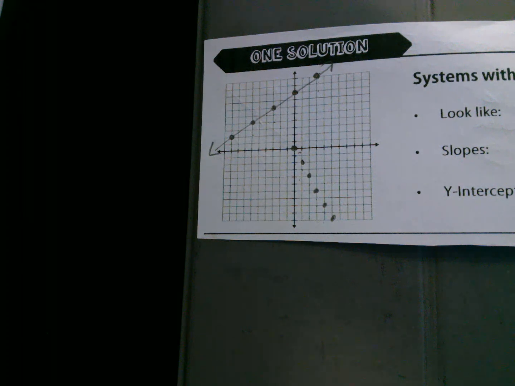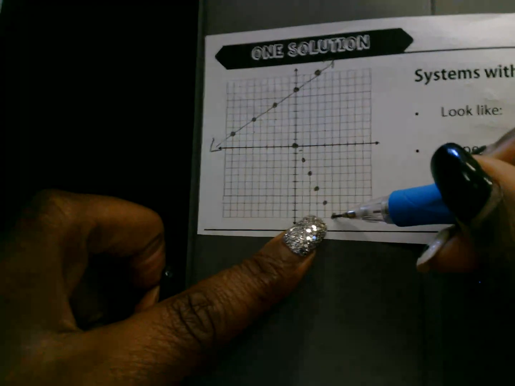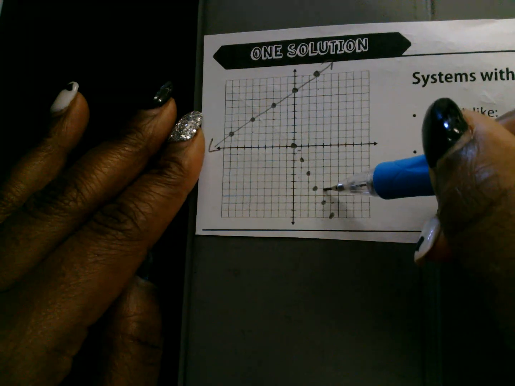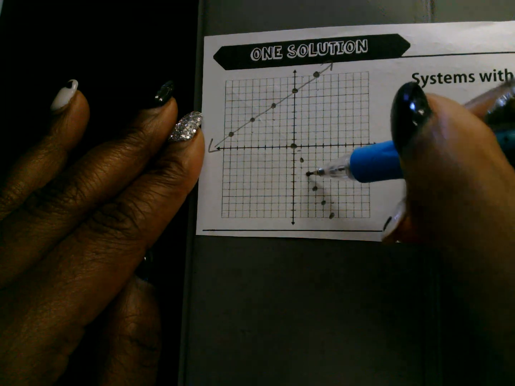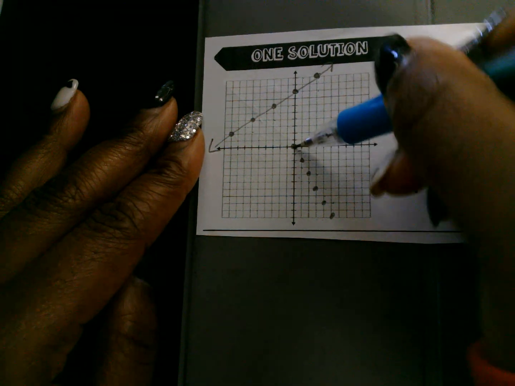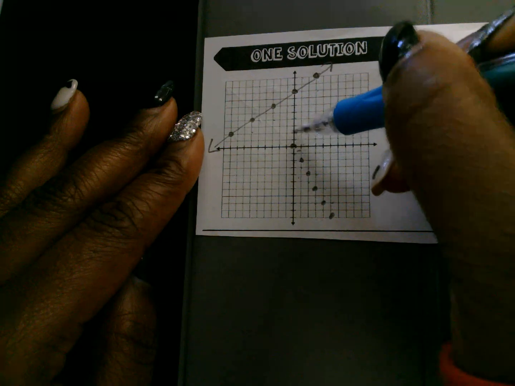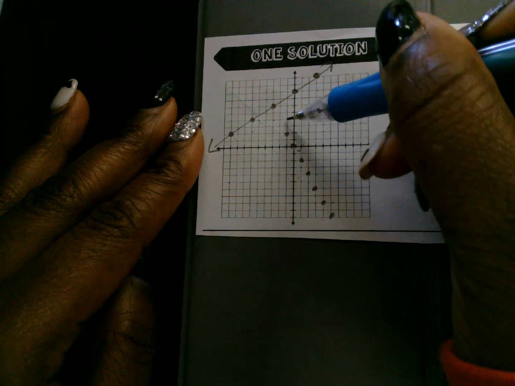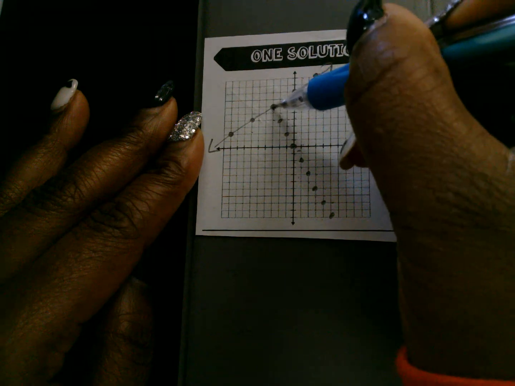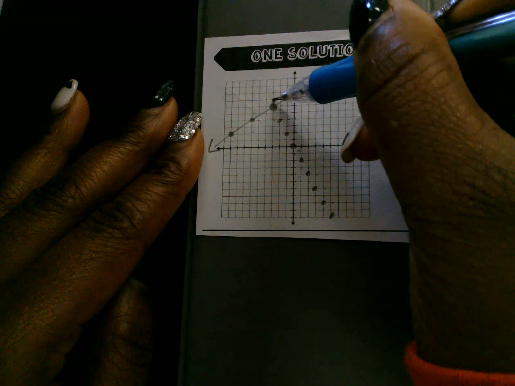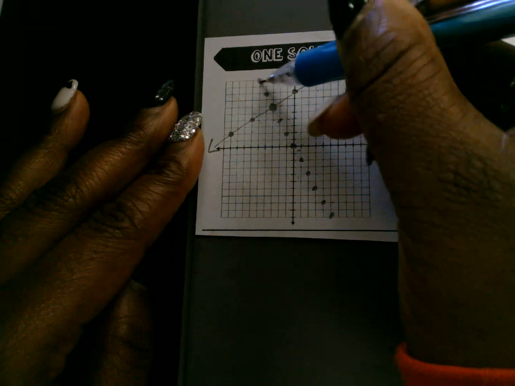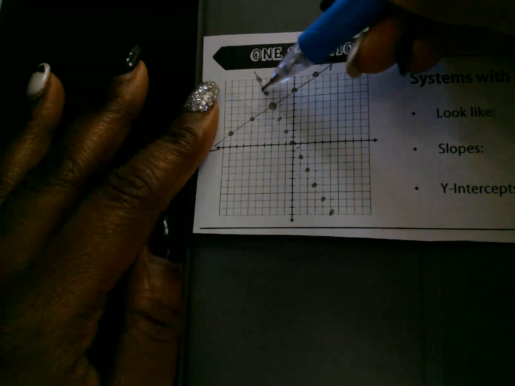You want points in the opposite direction. We go up 1, 2, left 1. Up 1, 2, left 1. Keep going the same way until you run out of space. This is my line.